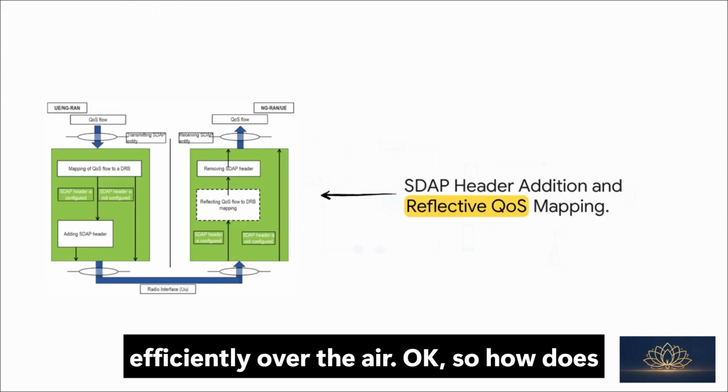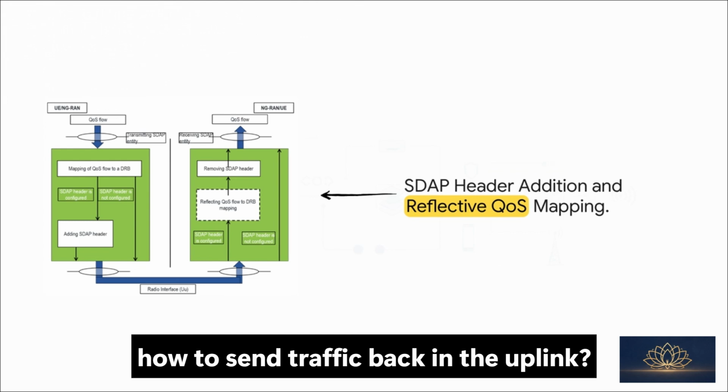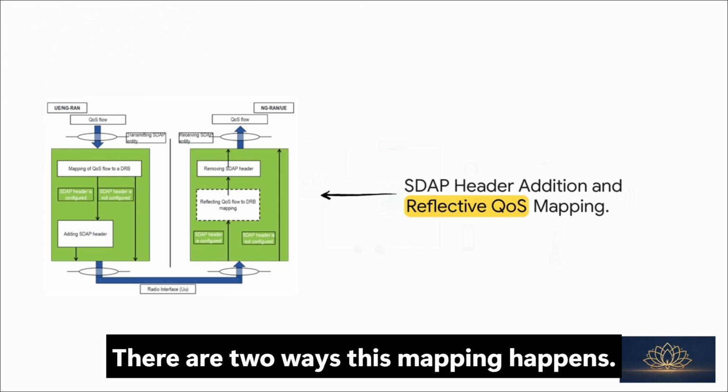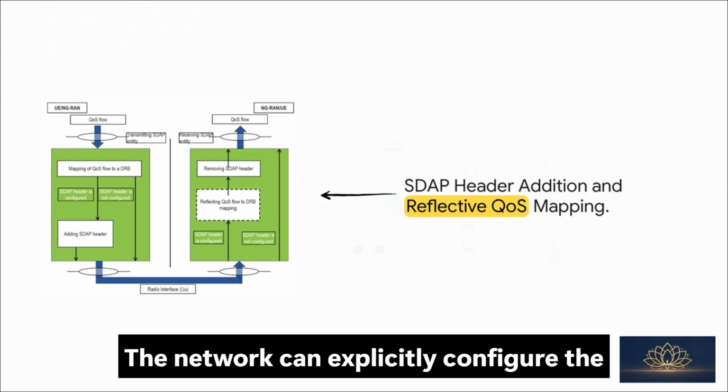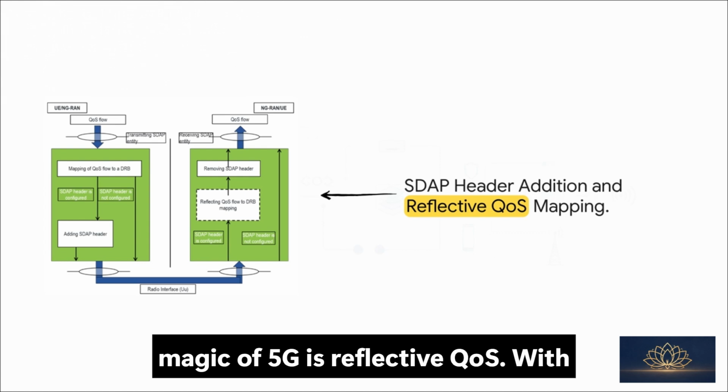Okay, so how does your phone or IoT device actually know how to send traffic back in the uplink? There are two ways this mapping happens. The network can explicitly configure the rules via RRC signaling. But the real magic of 5G is reflective QoS.